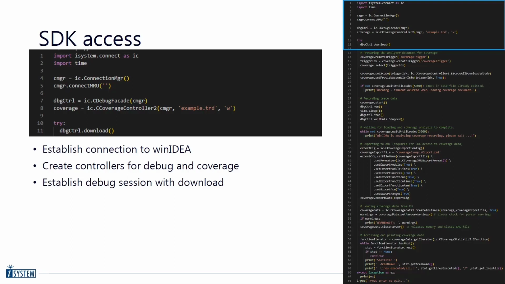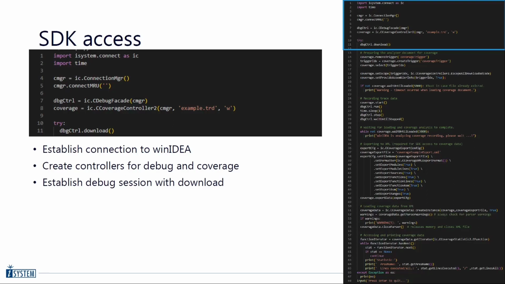First of all, you'll need to import the iSystem Connect module, create a connection manager, and connect it to winIDEA. This will launch a new winIDEA instance if it's not already running. This is something you'll see a lot with our samples.